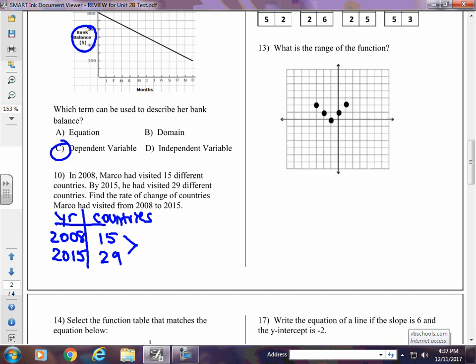So to get from 15 to 29, that's an increase of 14. From 2008 to 2015, that's an increase of 7. So it's y over x, 14 over 7, which means he visited 2 countries per year in that time frame.